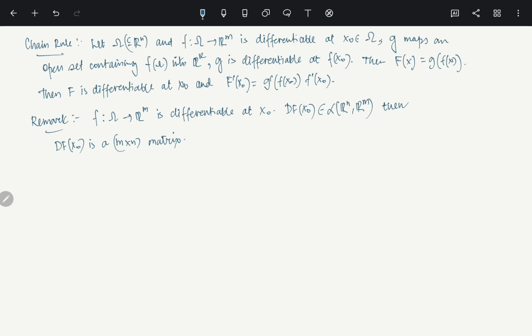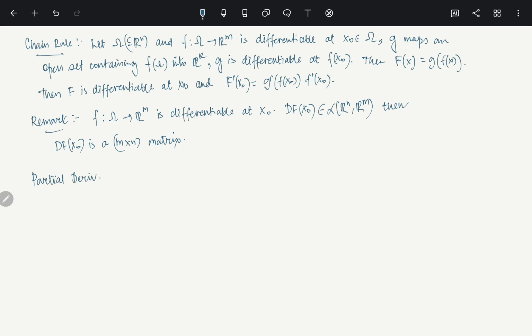To do that, we are going to start with something called the concept of partial derivatives. We know it's an m cross n matrix, but for generally calculating the derivative, we need to know what exactly the matrix is and how we compute it, and to do that we need the concept of partial derivatives.